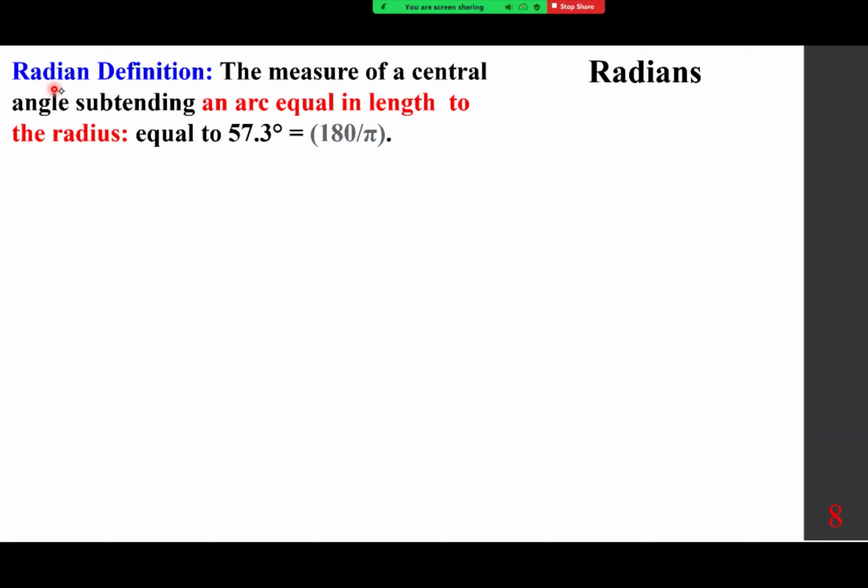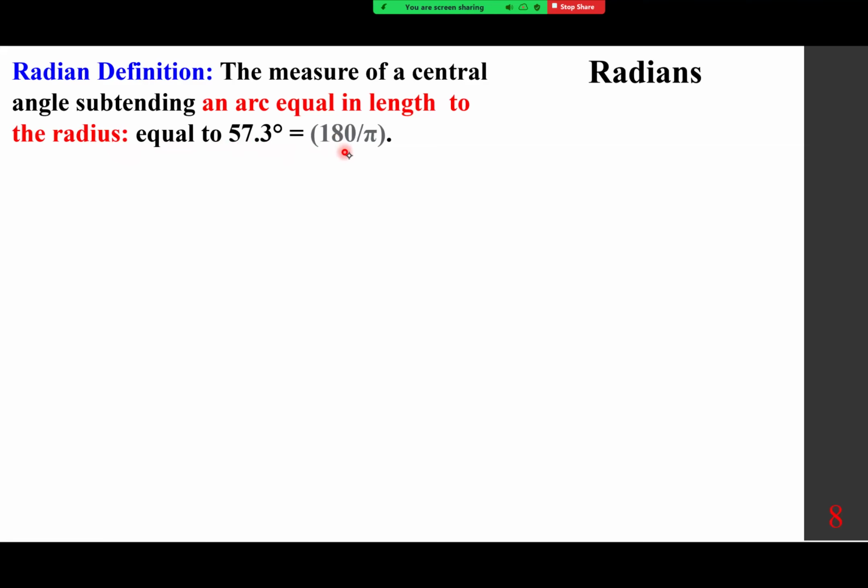Radian definition. The measure of a central angle subtending an arc equal in length to the radius equals 57.3 degrees equals 180 over pi.